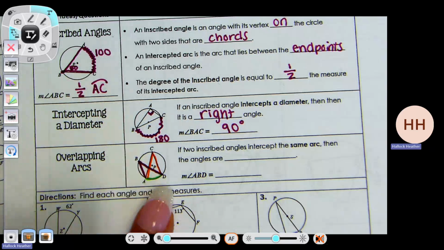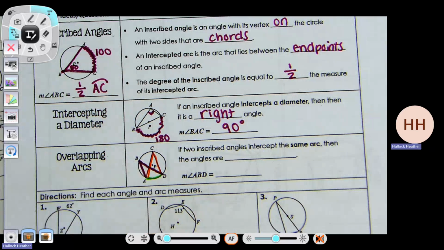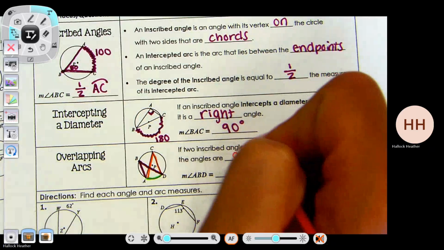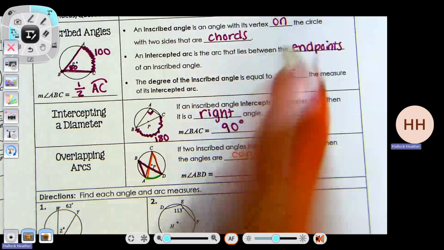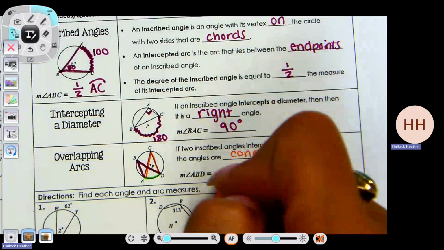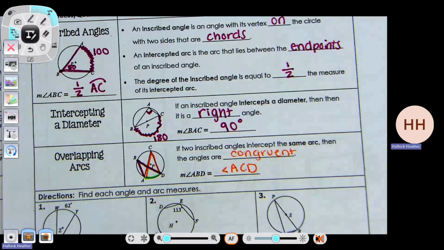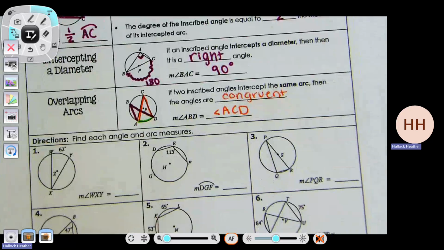So if they open up to the same arc, what would you know about both angles? Very cool. So they're going to be congruent. So if I know ABD opens up to the same arc as angle ACD, then that means the two measures are congruent. So if I knew that one arc was 100, then I could cut it in half to make 50. The other angle would also be 50 because they're congruent to each other. So it sounds like a lot. Kind of is a lot. Let's just do some math.